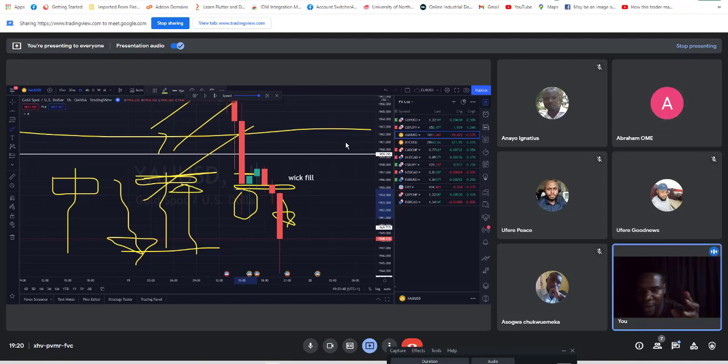But remember, just okay, let me clear this. I think maybe this is where we're having the misunderstanding. You buy with the anticipation that price will go up. You sell with the anticipation that market is gonna go down, right? Does that make sense?